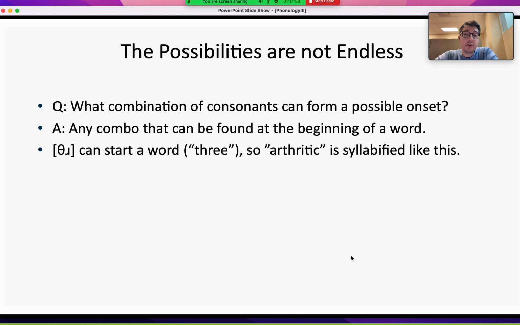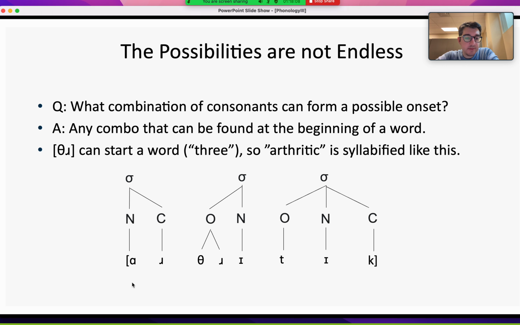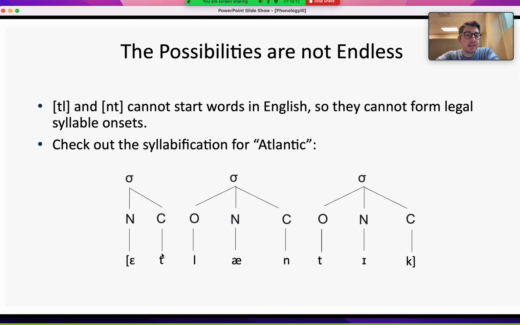But the possibilities are not endless, of course. What combination of consonants can form a possible onset? As I said, thr can start a word, so arthritic is syllabified like this, arthritic. But tl and nt cannot start a word, so they cannot form a legal syllable onset, so we have to break them apart. Atlantic, right?